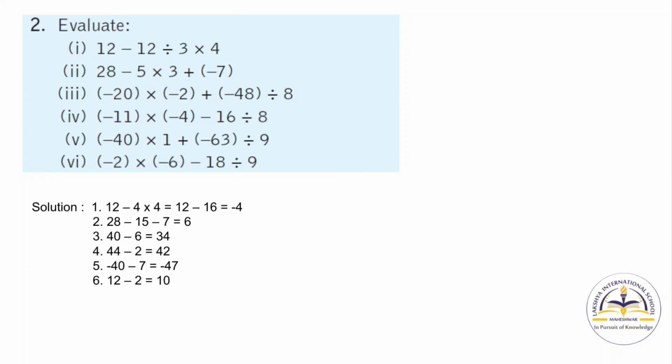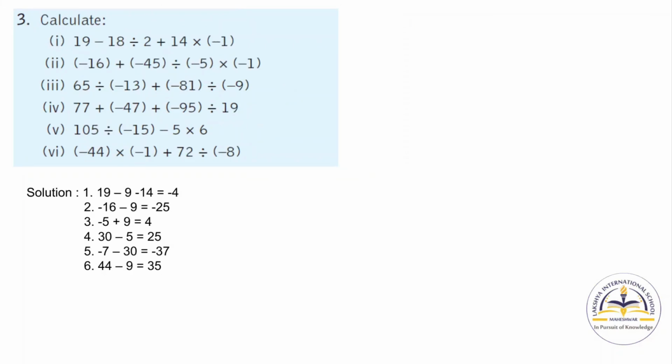Now the second one, 28 minus 5 multiplied by 3 plus 7. Solve multiplication here. So 28 minus 15 plus minus 7. The answer will be 6. Okay, you have to solve in the same manner.